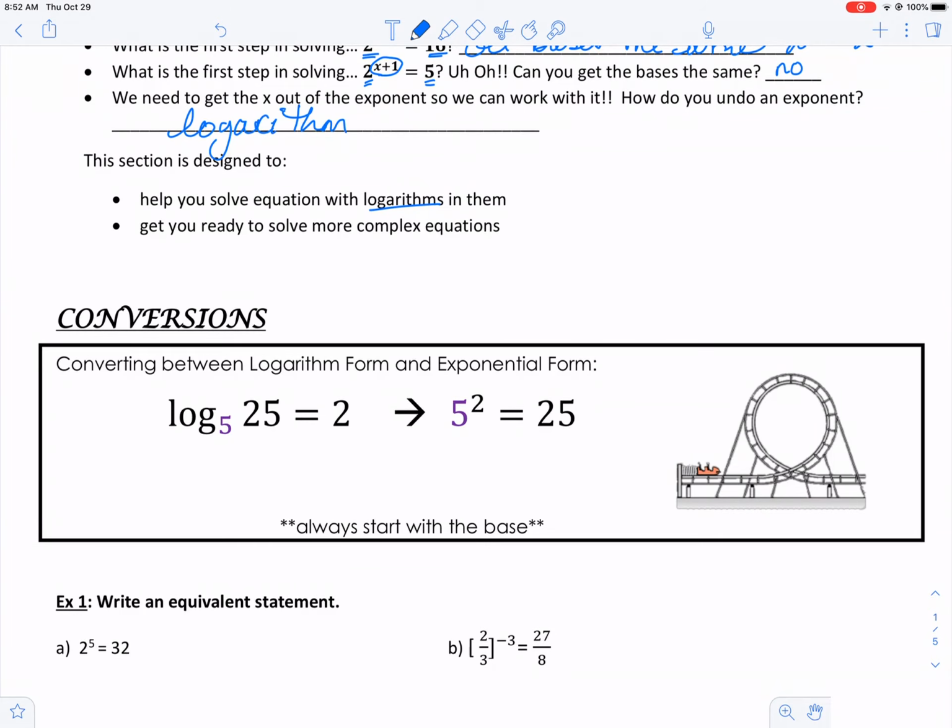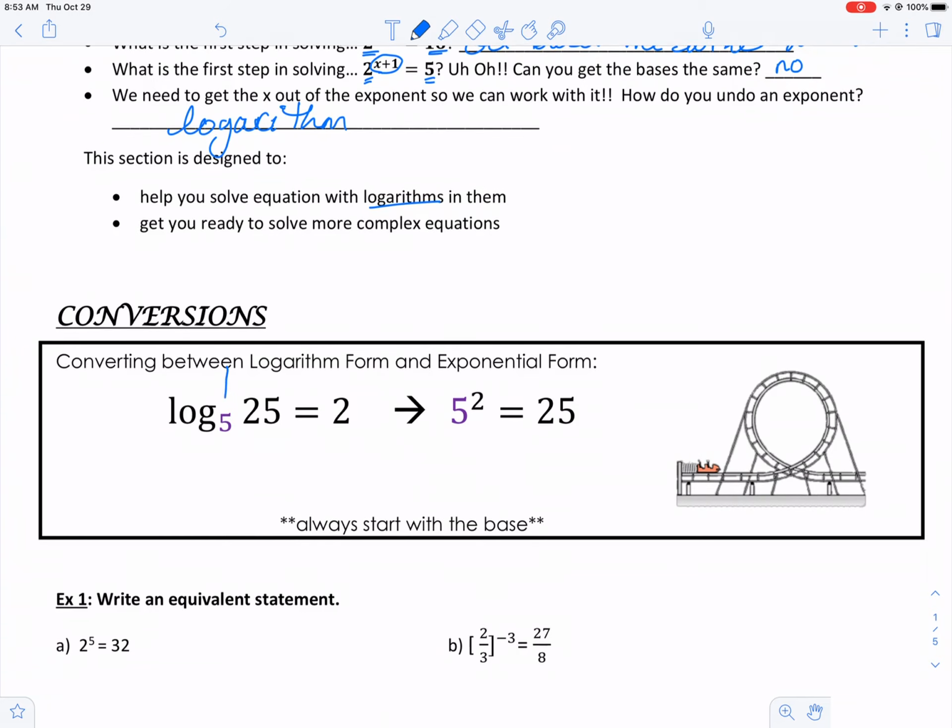So what you're going to do is you're going to ride the roller coaster. So here's our roller coaster. It's going to always go through the base. Always start with the base. So that is the base of the log, that 5 right there. So go through the base, come around to the 2, and then come to the 25. So that means that log base 5 of 25 is 2.